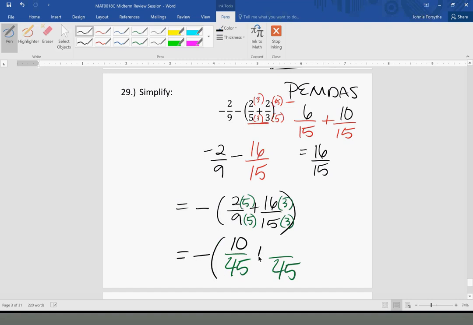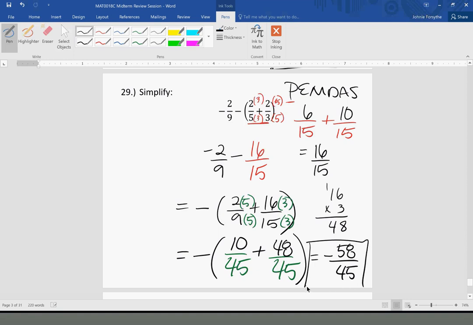So 2 times 5 is 10, 16 times 3, 6 times 3 is 18, carry the 1. 3 times 1 is 3, plus 1 is 4, 48. And so now it's going to be negative 10 plus 48 is 58 over 45. And that cannot be simplified further, so that's going to be our final answer.